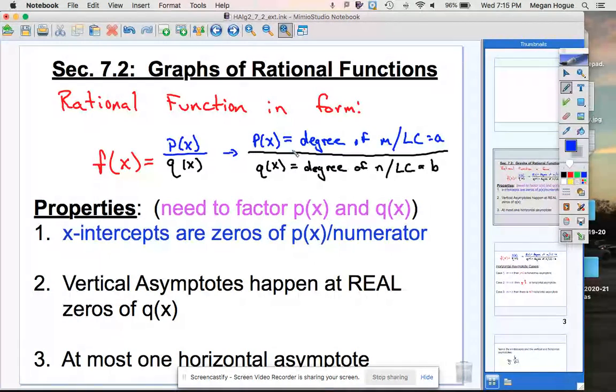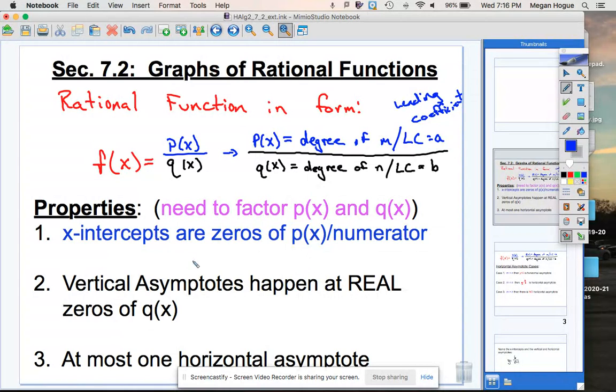When I look at those functions, the degree of the function on the top we're going to refer to as m, and the leading coefficient, LC, will be a. Just some notation. On the bottom, the degree of that function will be n, and the leading coefficient will be b. We'll get to that on the back of that handout.